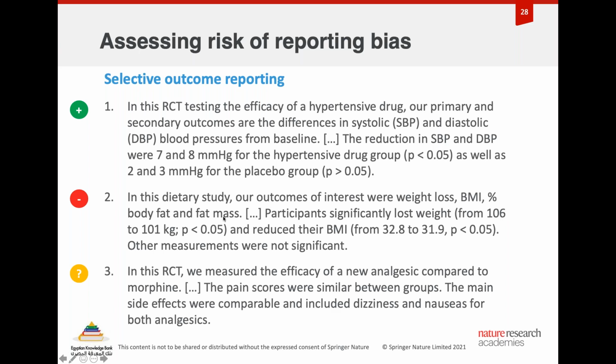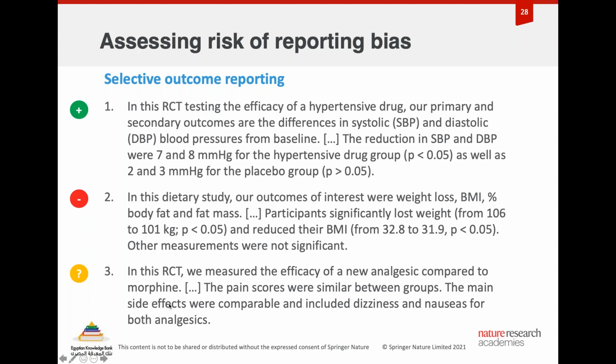High risk of bias would be like the second option for outcome reporting. So in this dietary study, outcomes of interest were weight loss, BMI, percentage body fat, and fat mass. Participants significantly lost weight from 106 to 101 kilograms and reduced their BMI from this value to this value. Other measurements were not significant. What other measurements do they take? We have an idea, but it's not being shared. And so now we're left guessing how severe, or how was it trending to significance? That information is not available. So this is a high risk of bias. They're not sharing the information that they should be. See this, contact the authors.